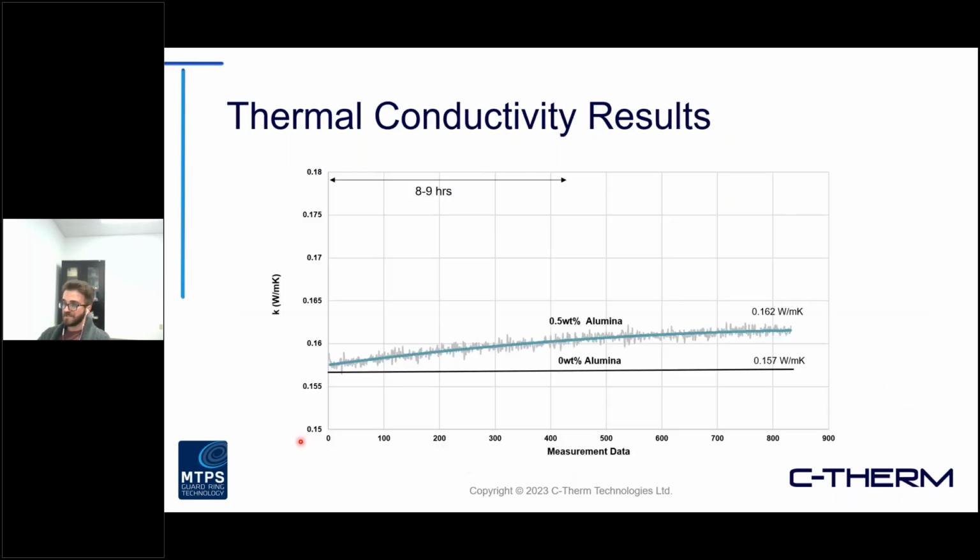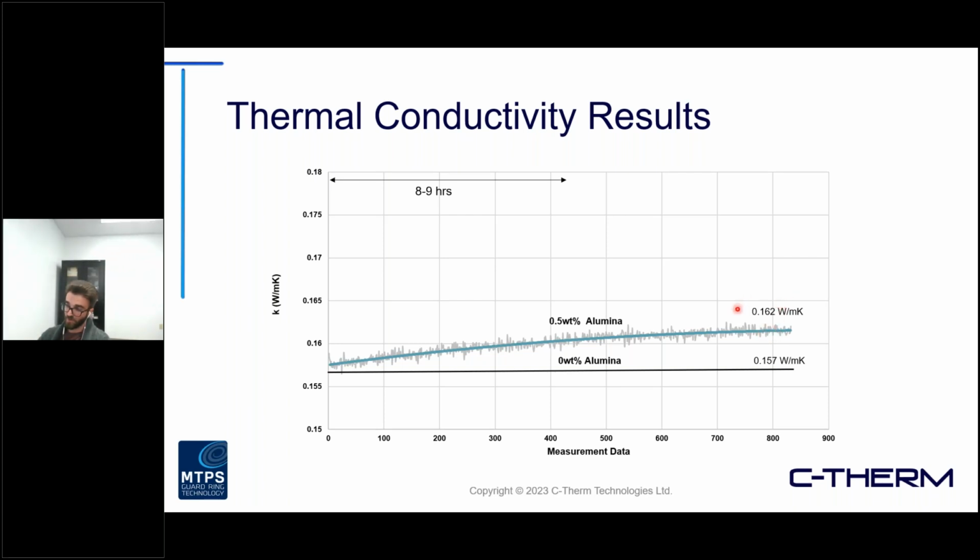But what we can see here is some measurement data, thermal conductivity graphed over a few data points. So up to this point is about 9 hours. So we did it for about a day. You can see that the 0% weight alumina, of course, didn't change because it was just the pure silicone resin, so essentially unchanging the entire time. As we introduce 0.5% weight of alumina, we see a certain trend line and then kind of teetering out, baselining at a certain value here.